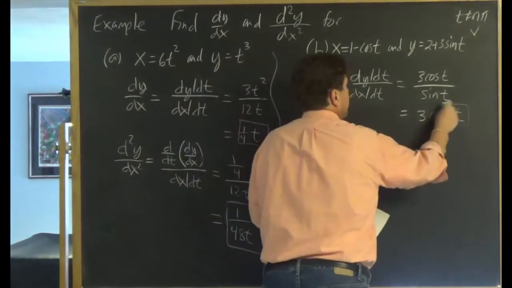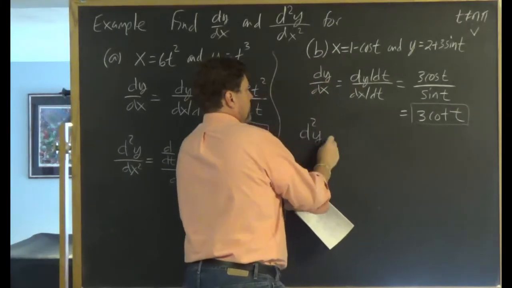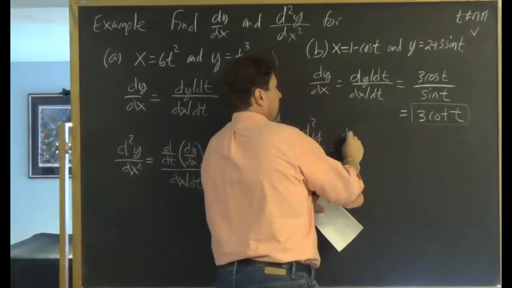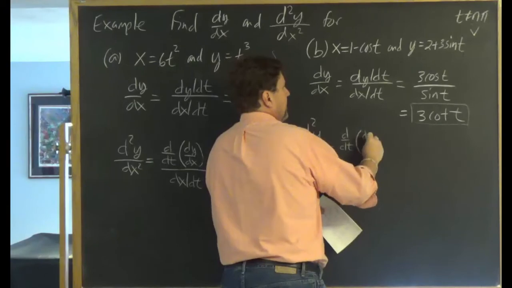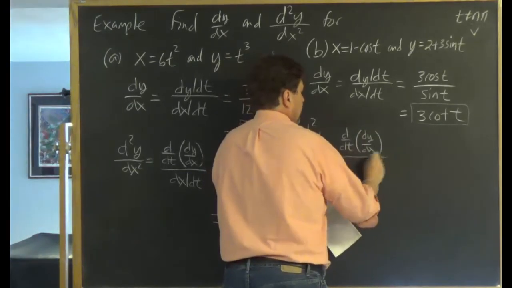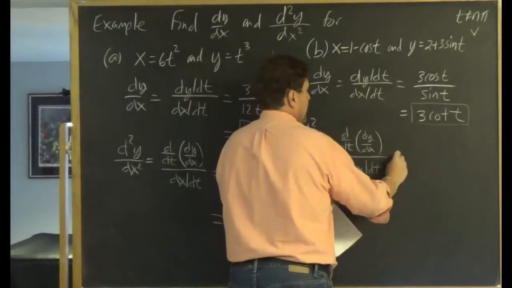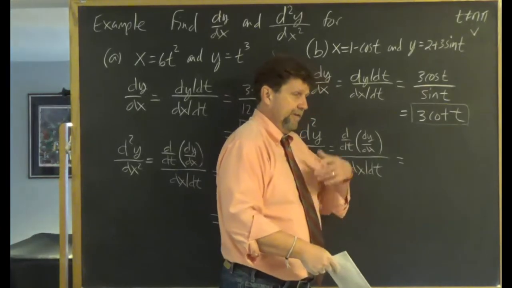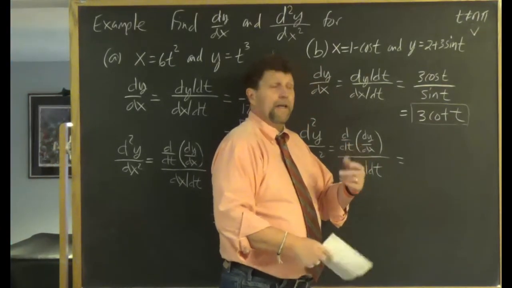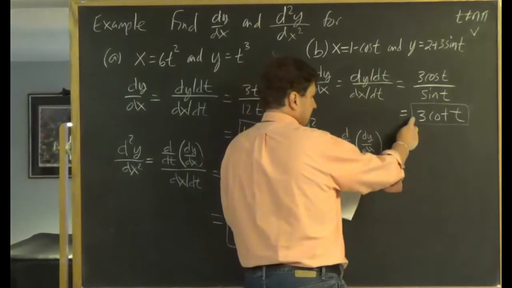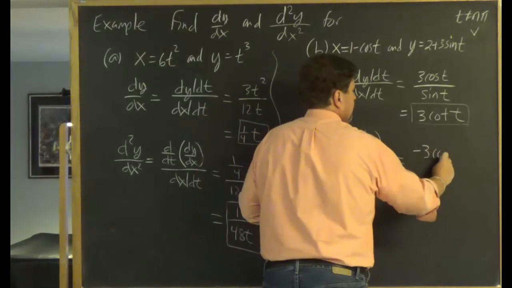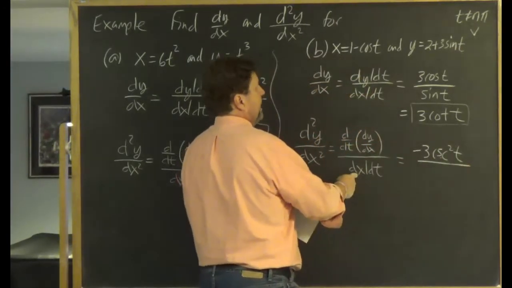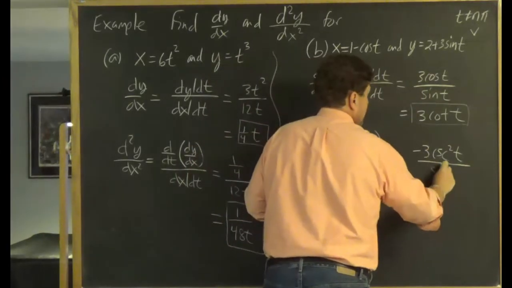So that's the first derivative. Because when I'm getting the second derivative, notice the first derivative is a function of t. So I have to d/dt the first derivative. And then that's all over dx/dt. So let's see, the derivative of cotangent is negative cosecant squared. So we get negative 3 cosecant squared t. And that's all over dx/dt. Well, dx/dt is sine t.